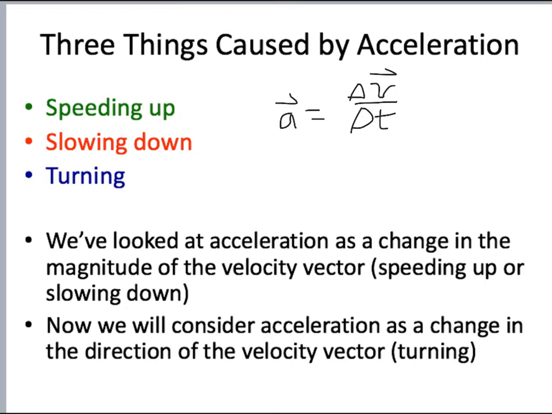We can change the magnitude, and remember the magnitude of velocity is its speed. We can change its magnitude, or we can change its direction. And so if we're changing the magnitude, that's going to mean speeding up or slowing down. But changing direction, that means turning. And so we're going to now look at this last part, the turning. We're going to see how that impacts motion in terms of it being an acceleration.